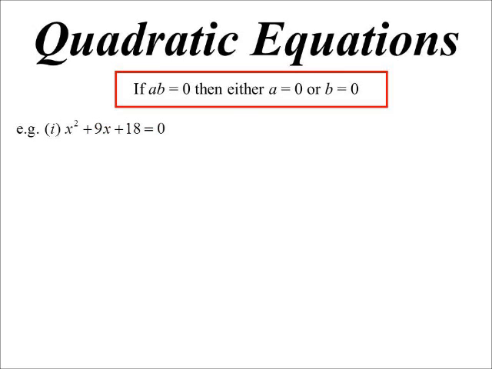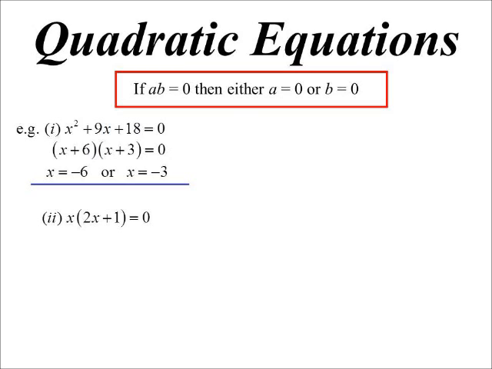So this is why we always factorise, because once we've factorised it, we've got two factors, and we're saying, well, one of those factors must be equal to 0. So multiply together to give 18, add together to give 9: 6 and 3. So either the x plus 6 is 0, or the x plus 3 is 0, giving us two possible solutions, x is negative 6 or x is negative 3. So that was our basic idea of a quadratic equation.